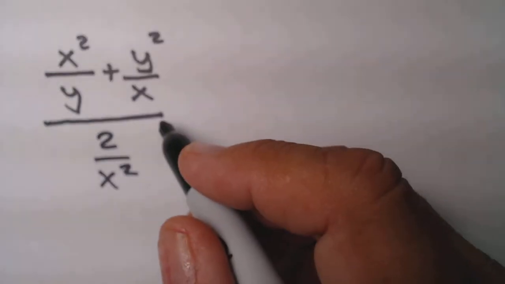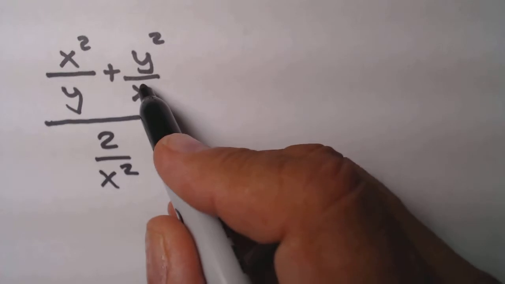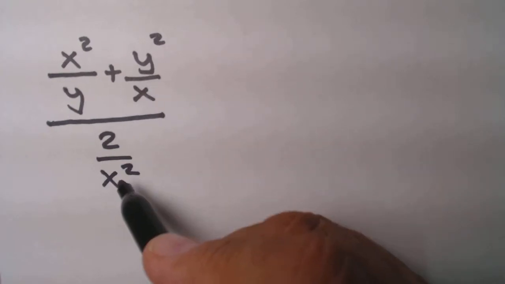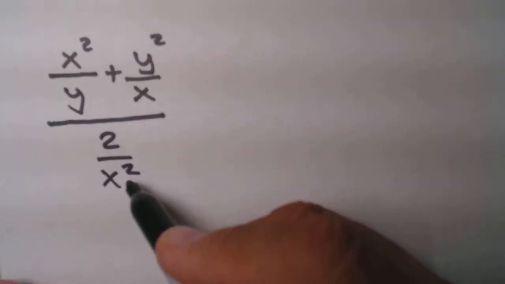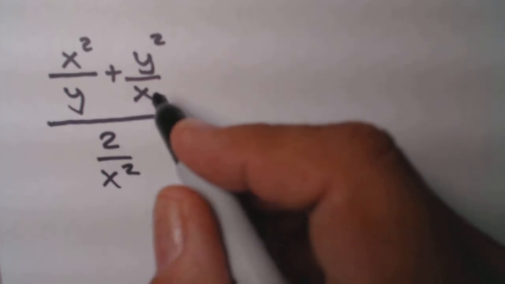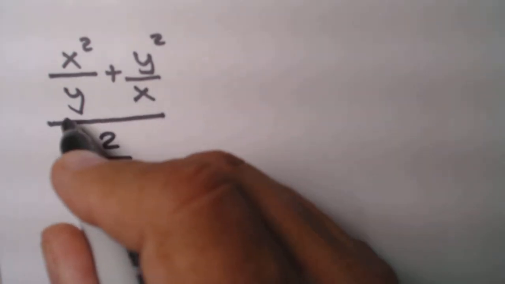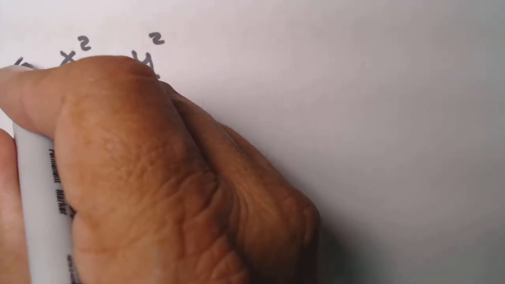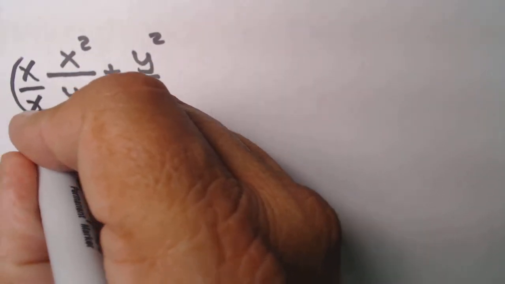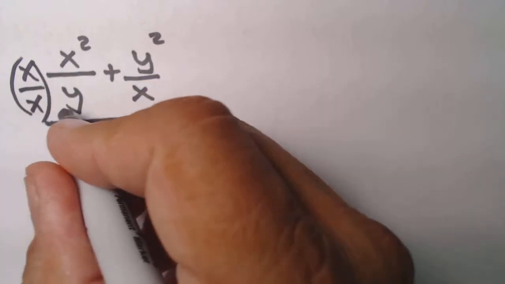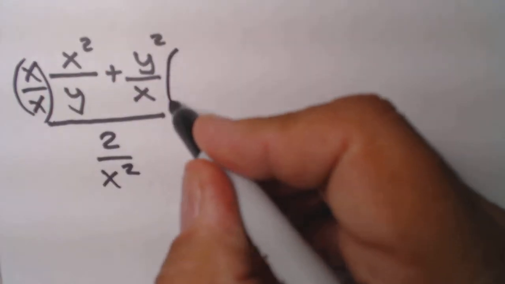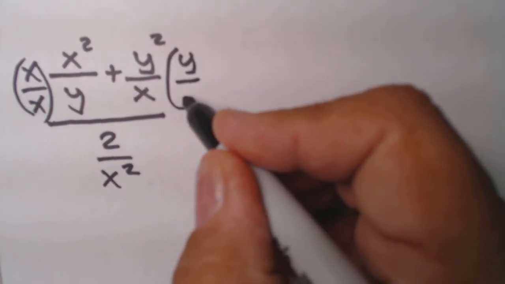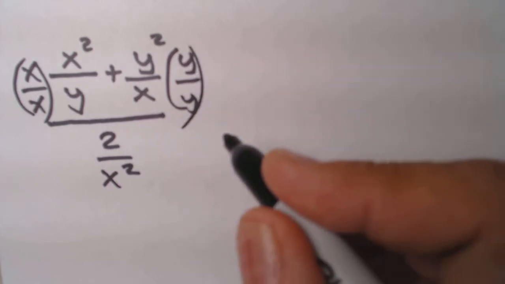Well, okay, what we've got to do is add these together upstairs. Again, we're given a gift downstairs. There's only a single fraction here. So let's see, what's the LCD going to be upstairs? Looks like it's going to be XY. So that means I'm going to have to multiply this first one by X top and bottom to make XY in the bottom, and the second one by Y top and bottom.